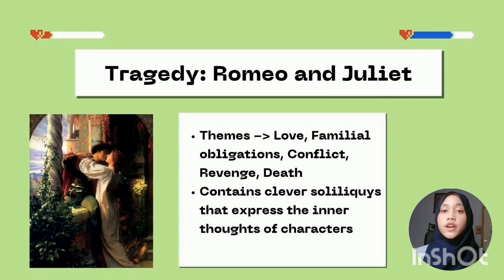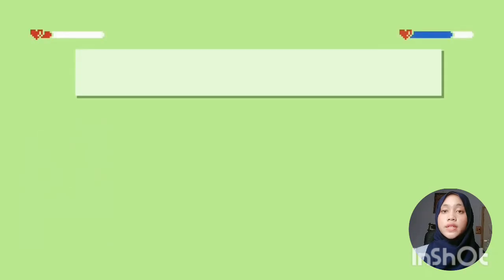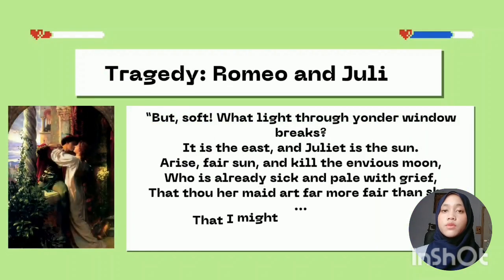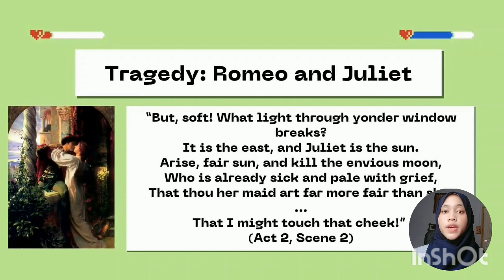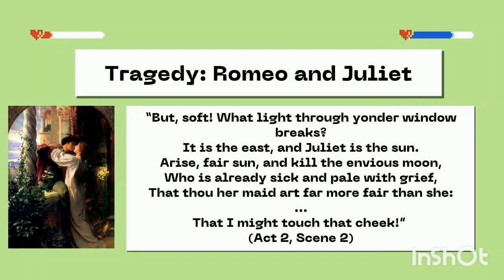Examples of one of the most iconic soliloquies from Romeo and Juliet include the famous balcony scene where Romeo describes Juliet's beauty. "But soft, what light through yonder window breaks? It is the east, and Juliet is the sun. Arise, fair sun, and kill the envious moon, who is already sick and pale with grief, that thou her maid art far more fair than she. That I might touch that cheek." Act 2, Scene 2.